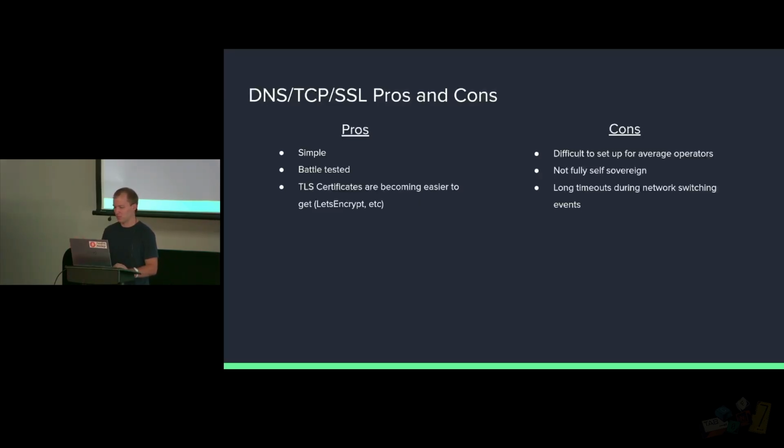There's also some minor points that, like with TCP, there's some things like long timeouts during network switching, and then also things like TCP slow start, which doesn't get up to the full bandwidth right away. And then crucially, at least for the Fedimint use case, it has no NAT traversal.